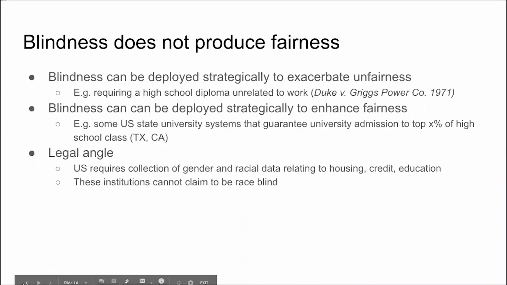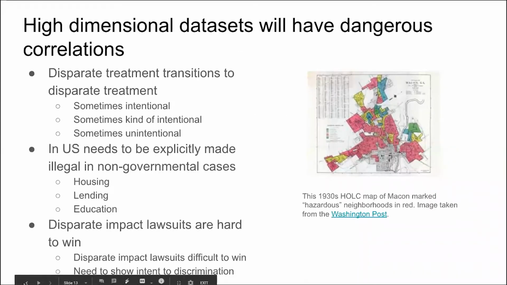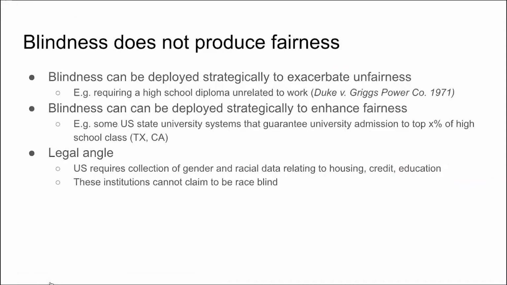Blindness does not produce fairness. Just like having a very wide data set is not going to protect you, getting rid of problematic attributes is not going to protect you, because it's possible that even unintentionally, you are treating people differently through your machine learning algorithm, even if you are not explicitly measuring their race or their religion or their gender or any other protected attribute.